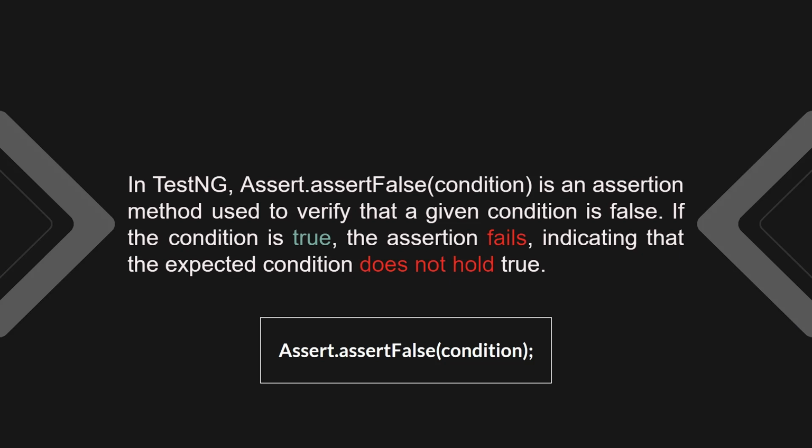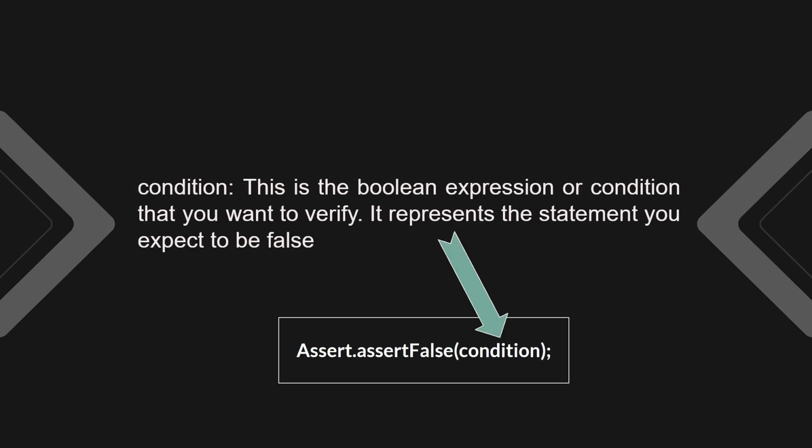Let's move on to the next TestNG assertion, which is Assert.assertFalse. In TestNG, the assertFalse condition is an assertion method used to verify that a given condition is false. If the condition is true, the assertion fails, indicating that the expected condition does not hold true. In the brackets, we have the condition parameter. This is the Boolean expression of the condition that you want to verify. It represents the statement that you expect to be false.